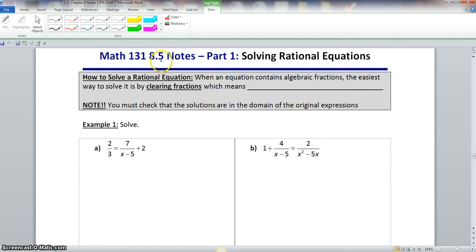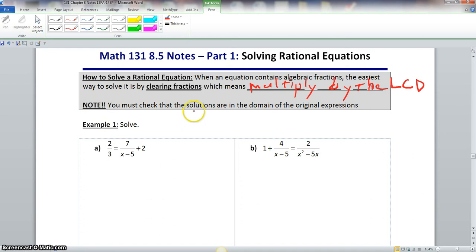Hello class, we're about to start section 8.5 part 1, solving rational equations. It says how to solve a rational equation. When the equation contains algebraic fractions, the easiest way to solve it is by clearing fractions, which means multiply by the LCD, or the least common denominator. That is for the whole problem.